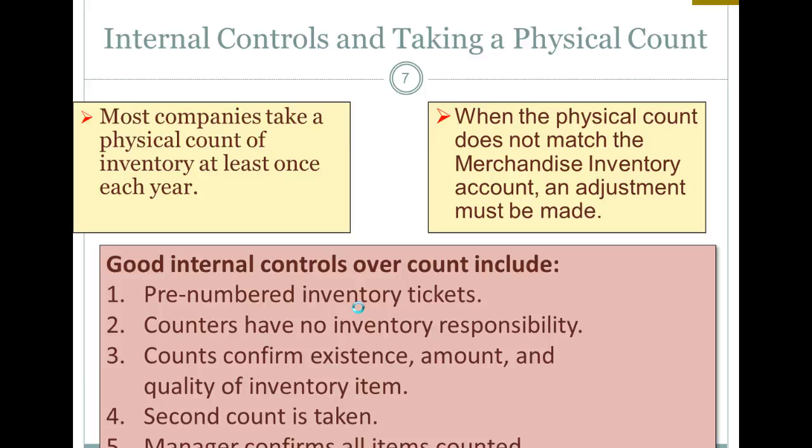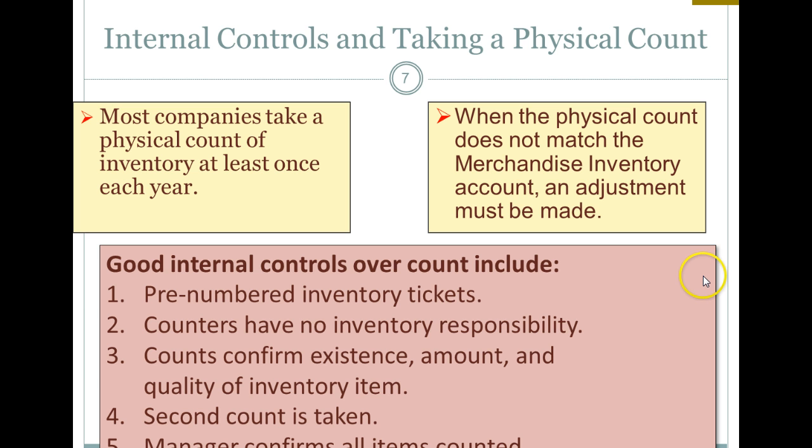So internal controls is something you're going to get into in some later chapters. It's actually very important. Internal controls is how a company manages its accounting systems and how they protect certain assets. From an inventory standpoint, it means also taking a physical count. No matter which inventory system you're using, whether perpetual or periodic, you still have to physically count your inventory at least once a year.